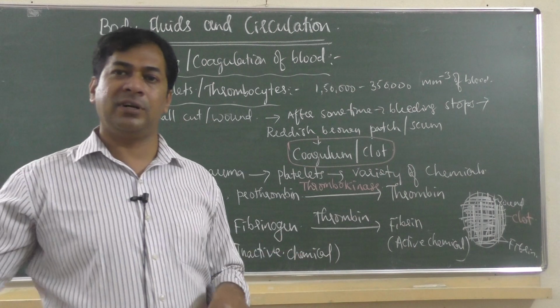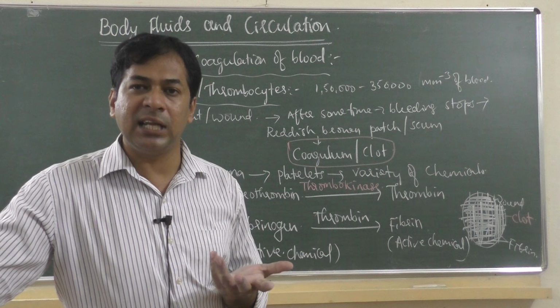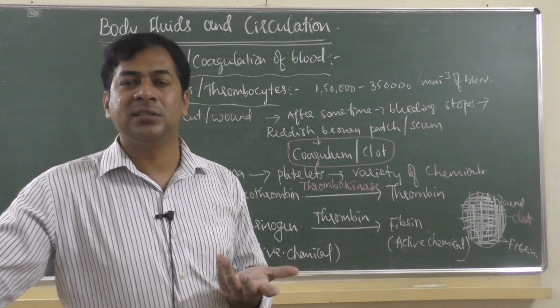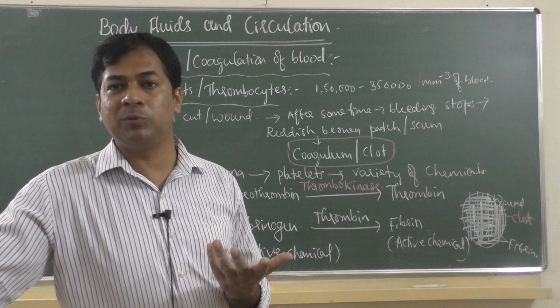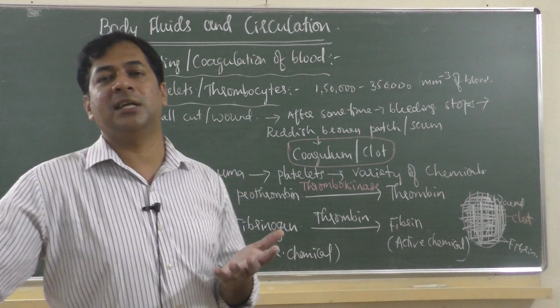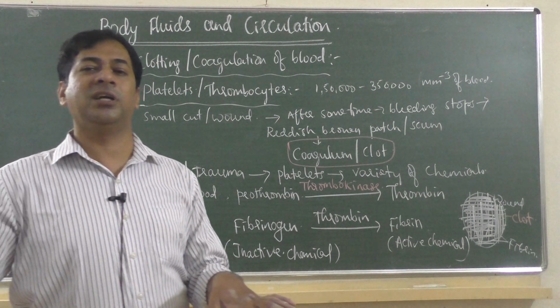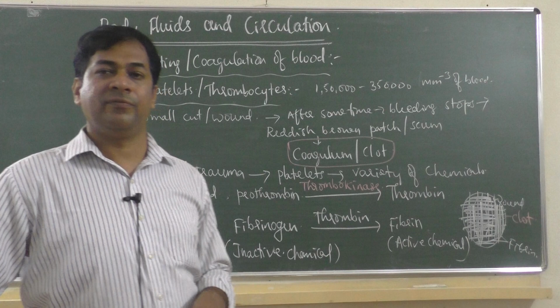One more is there, for transportation of materials. Transport of materials means which materials? Like minerals, nutrients, and hormones are transported through blood, and some of the materials are transported through one more liquid fluid connective tissue, that is called lymph.